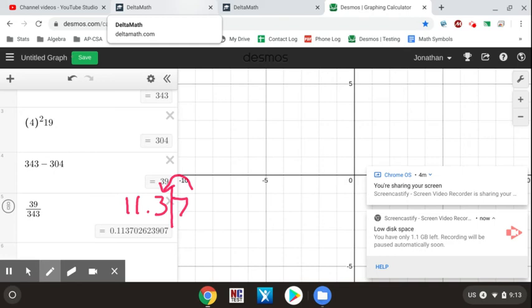Now, some of you may be asking, why didn't you type in the pi's? Well, if I would have had a pi on top and a pi on the bottom, all that would have happened is the pi's would have canceled out. So that's another good reason to leave that in terms of pi. So you should have 11.4 there. Hope this is helpful to you on how to solve these problems.